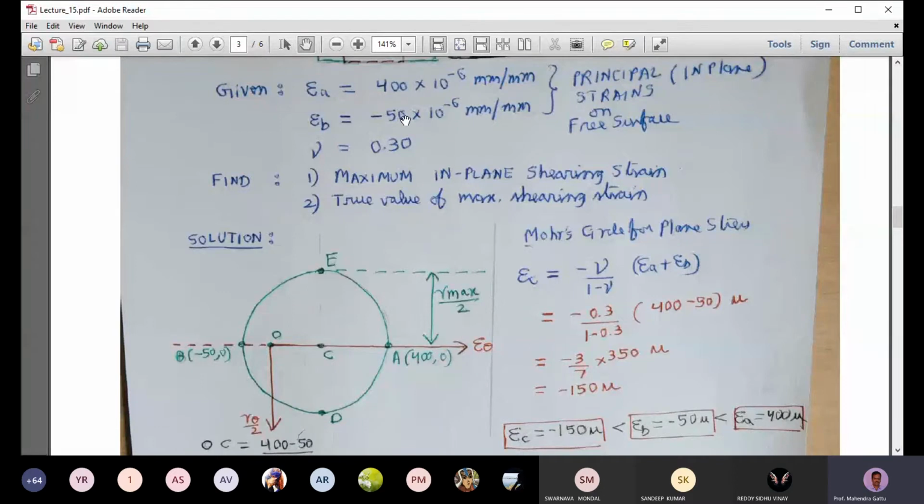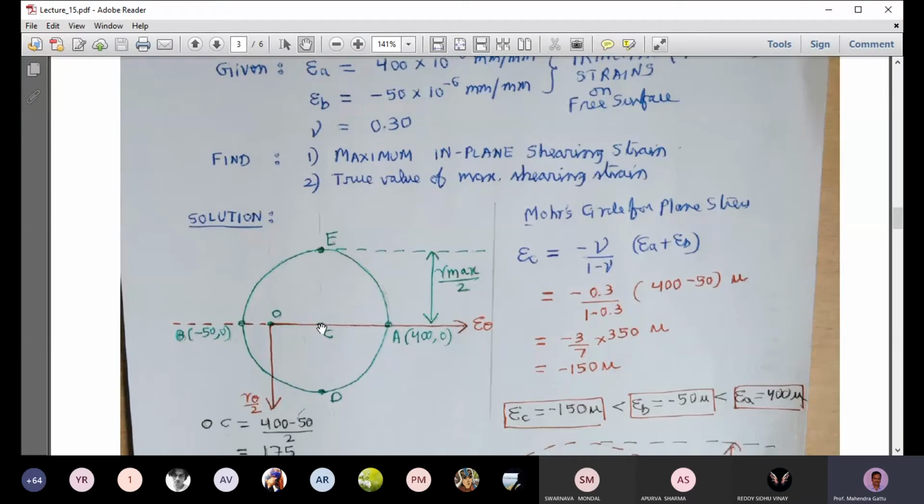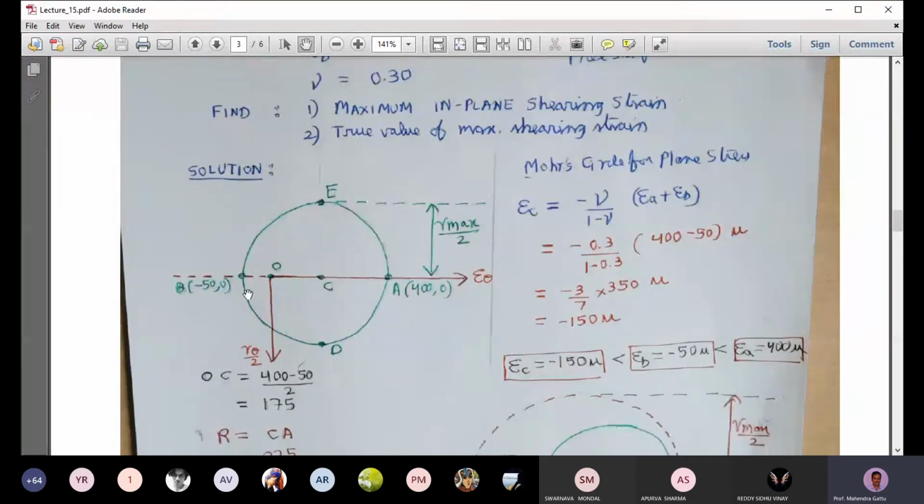And for B it will be minus 50 microns. It is on the negative epsilon theta axis, so it will be minus 50 comma 0. Then for this AB we'll find the midpoint. The midpoint is C, and with C we can calculate the AC value or OC value. To find the coordinate of C, it will be 400 minus 50 by 2.